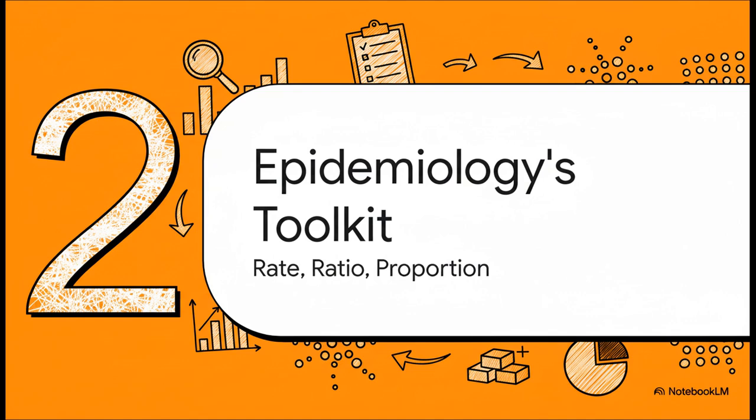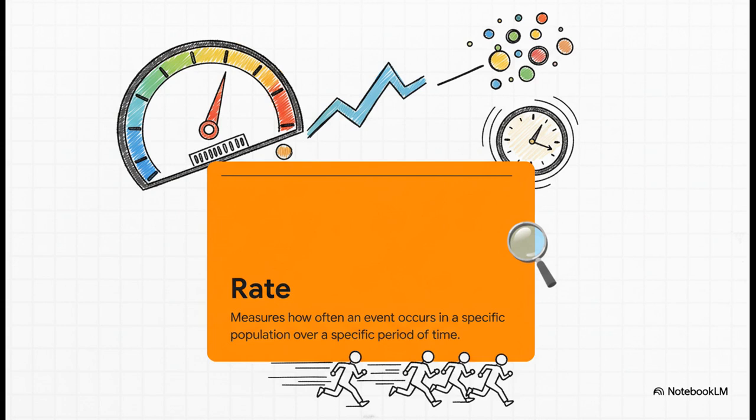Epidemiologists have this core toolkit. 3 key concepts that let them make sense of all this data. They are rate, ratio, and proportion. Let's dig into what each one of these really tells us. First up, we've got the rate. The best way to think about a rate is like a speedometer for a health event.